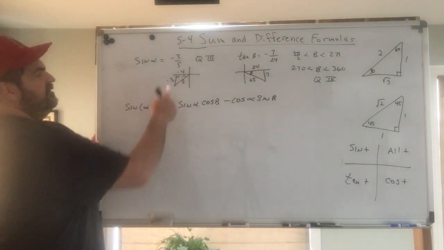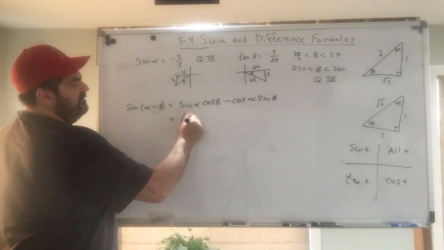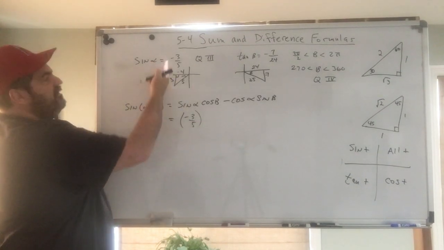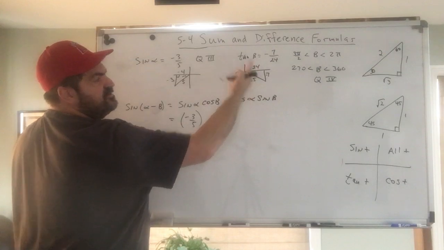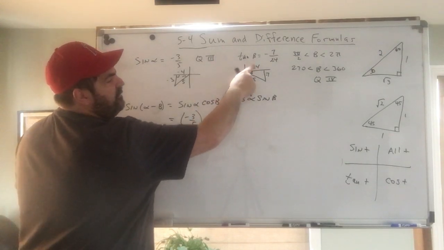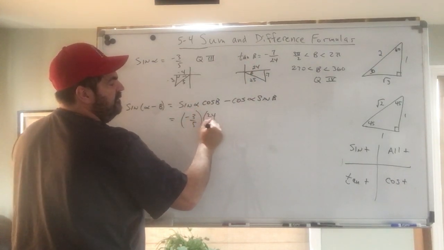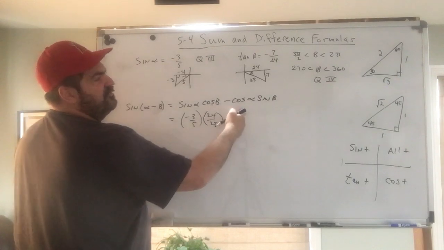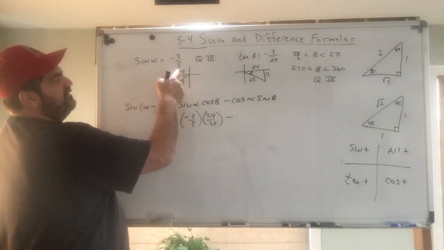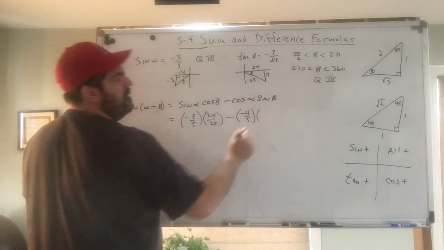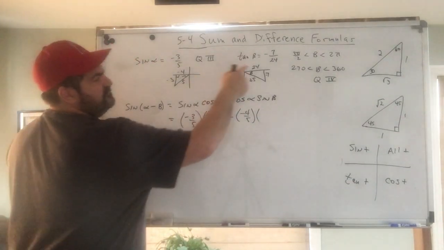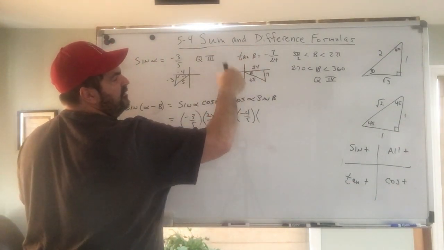What's sine of alpha? -3/5. I didn't need the triangle, I already had that. Cosine of beta. See, they gave me tangent, which I'm not even going to use. Cosine of beta is 24/25. Cosine of alpha. Go to alpha. Cosine of alpha is -4/5. And sine of beta is -7/25.